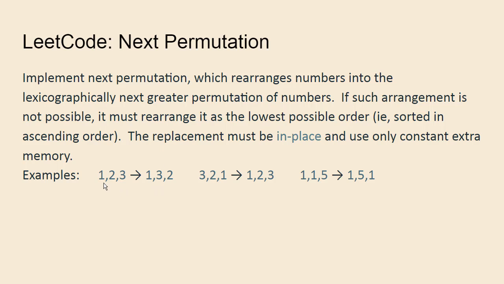Another way to look at it is if we view each of the numbers as a digit, then we want the next bigger number that can be formed using these digits. So for example, if 1, 2, 3, then the next one should be 1, 3, 2. And if we are already at the biggest number, then the next one is the smallest. So the next of 3, 2, 1 is 1, 2, 3. This last example is one where we have duplicate numbers. So 115, the next one will be 151.